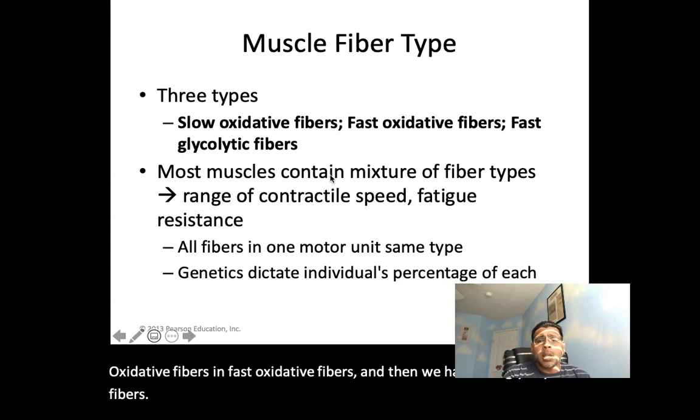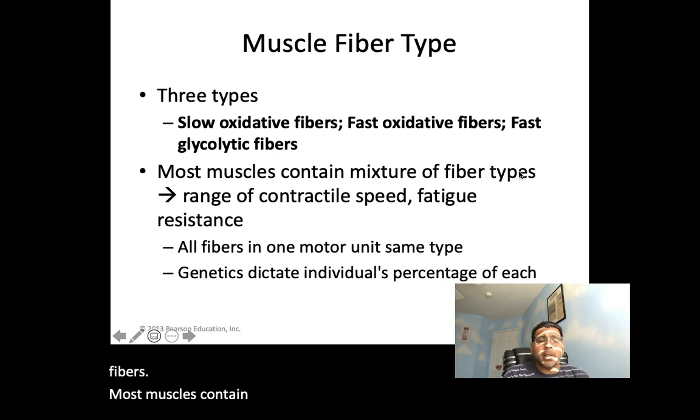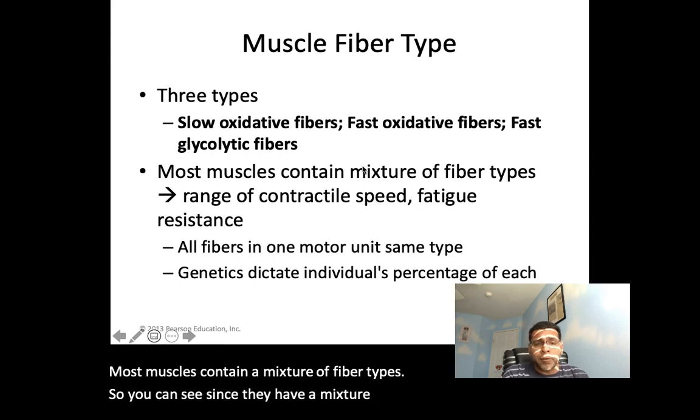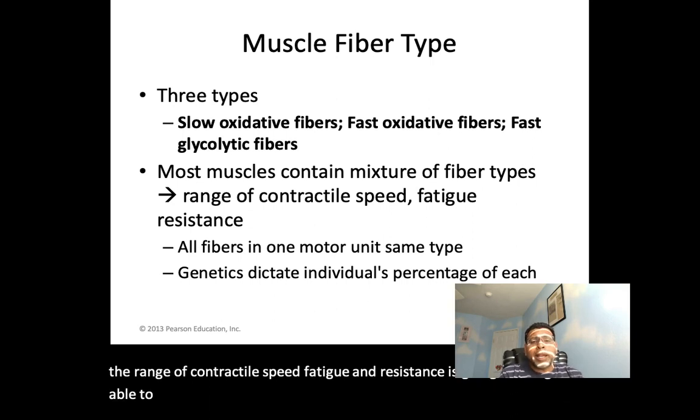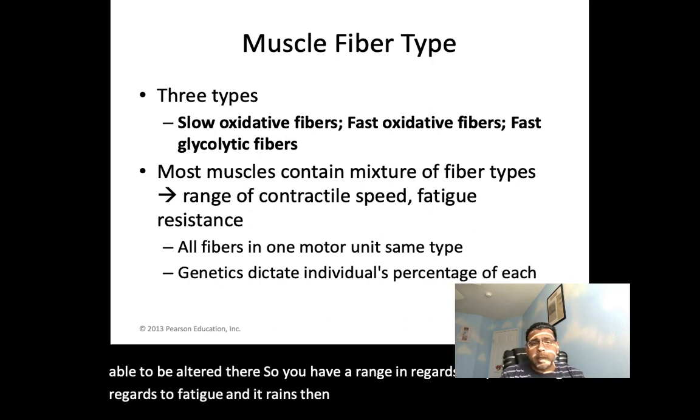Most muscles contain a mixture of fiber types. Since they have a mixture of these different fiber types, the range of contractile speed, fatigue, and resistance is going to be able to be altered there. So you have a range in regards to speed, a range in regards to fatigue, and a range in regards to resistance as well.